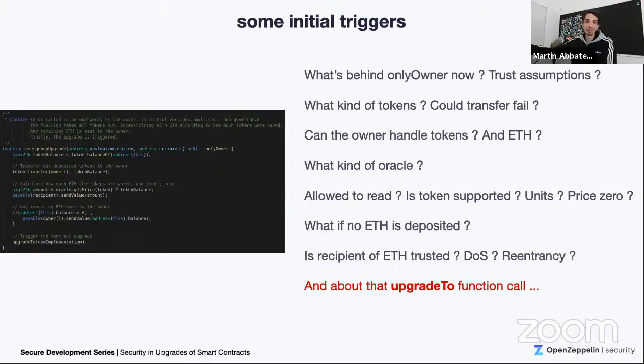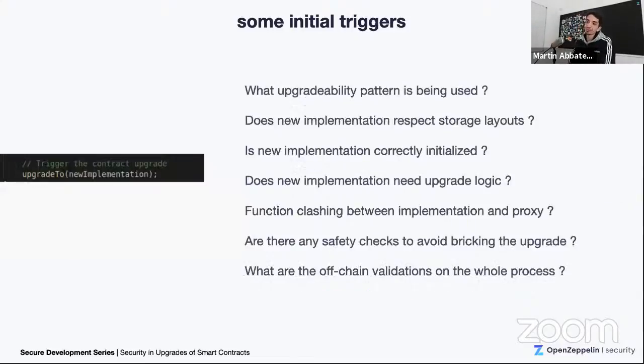Having explored all of that, we can even talk about the last function call that says upgrade to. So if you focus specifically on that as a trigger for the talk, you might be asking, well, what's the actual upgradability pattern that's being used here? Because we are not seeing the rest of the contracts, right? Does this new implementation respect the storage layouts of the proxy, or depending on what's the upgradability pattern? Is the new implementation correctly initialized at some point?